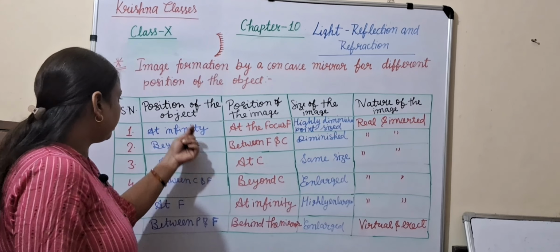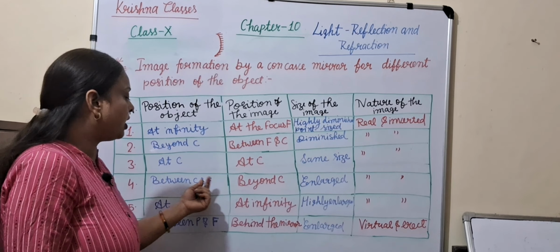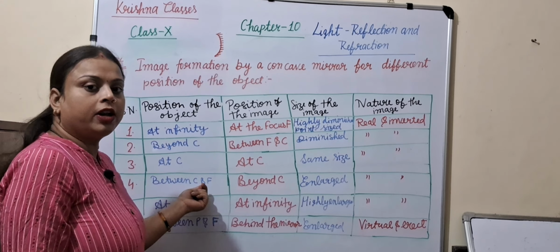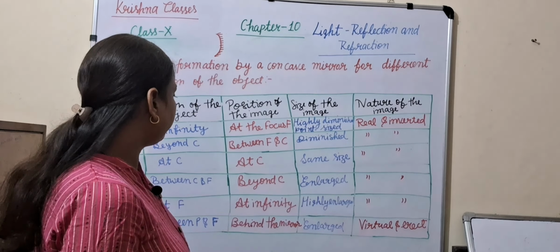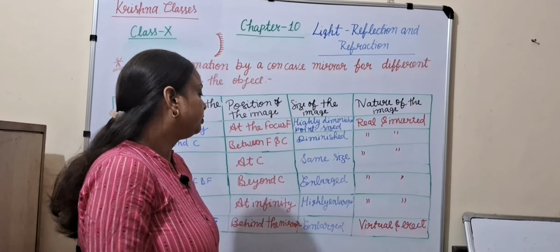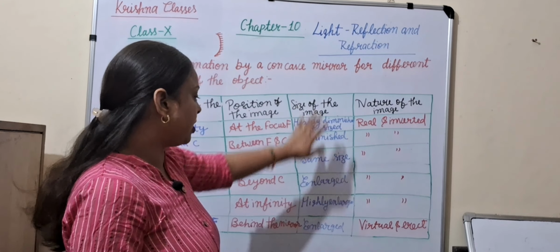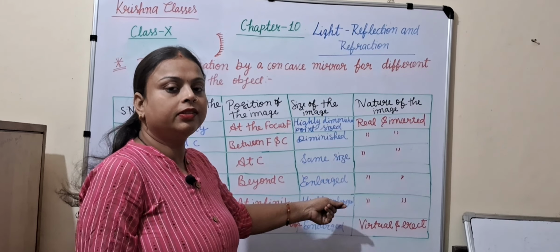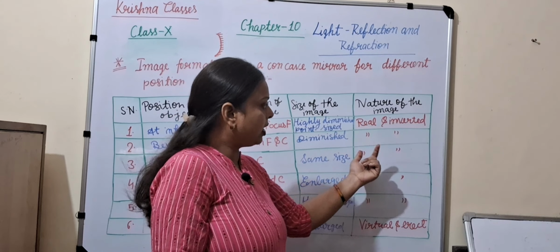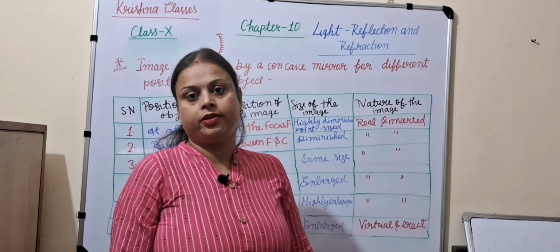Now come to the next point. When the object is between C and F, it means when the object is present between the center of curvature and the focus, at that time the image is formed beyond C. Okay, and what is the size of the image? Enlarged, means larger than the object, and nature same as previous, real and inverted.